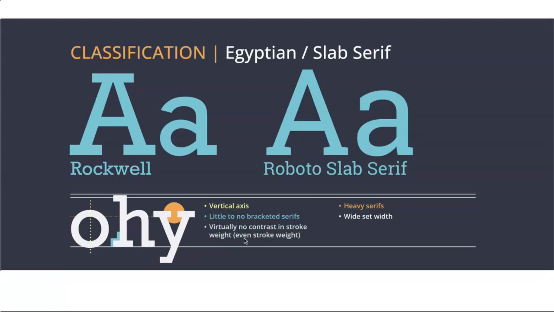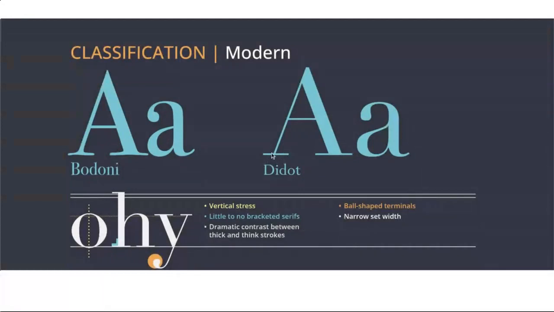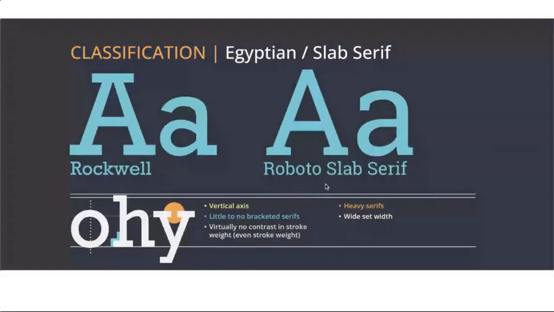Virtually no contrast in stroke weight. All the parts of this letter, the serif and the main body of the letter, are equal in stroke weight. There's no thick and thin quality to it. They have more of a heavy serif, very thick as compared to the modern, which can have a very thin serif. So very thick serifs.